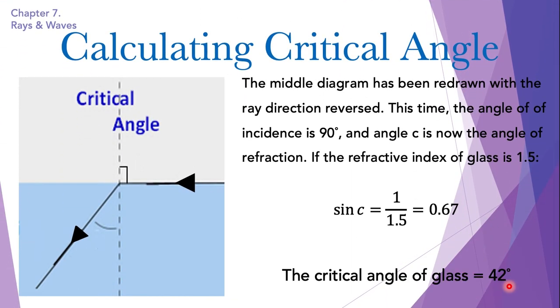From this calculation, it follows that the critical angle of any medium can be calculated using this equation, which is sine C is equal to 1 divided by n, the refractive index. So for a medium of refractive index n, we can divide 1 by n and we will get sine C, which is the critical angle. So I hope you have understood how we can calculate the critical angle.